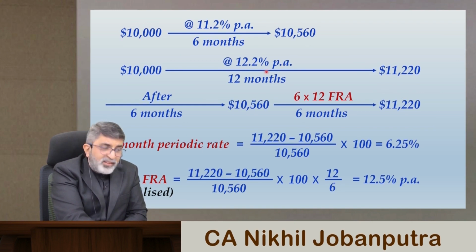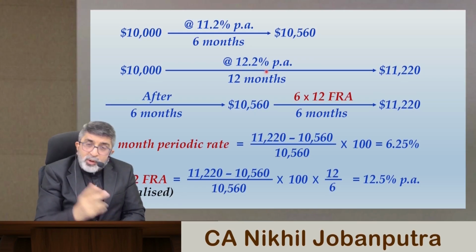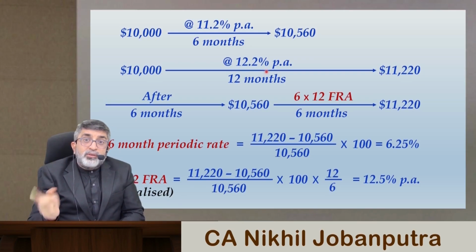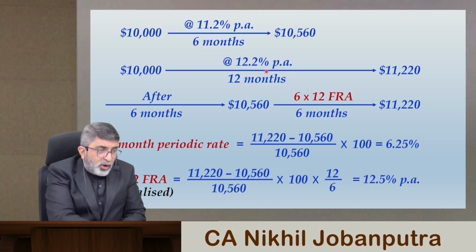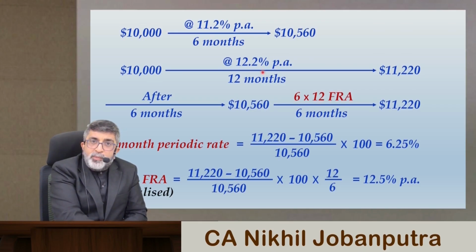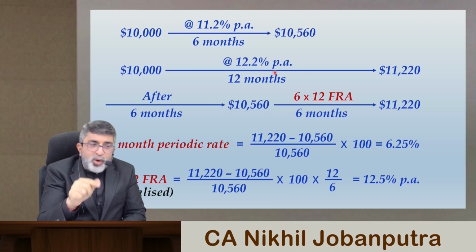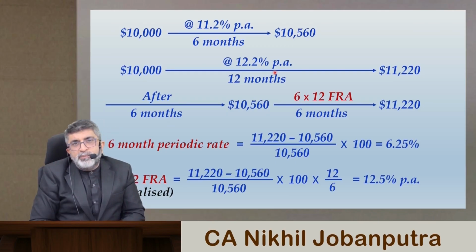This is a 12-month period, so 12.2% per annum remains 12.2%. It doesn't change because the period itself is 12 month. Period is the entire year. So the periodic rate of this remains 12.2%. So the factor will be 1.122, correct? 1 plus 12.2% is 1.122.